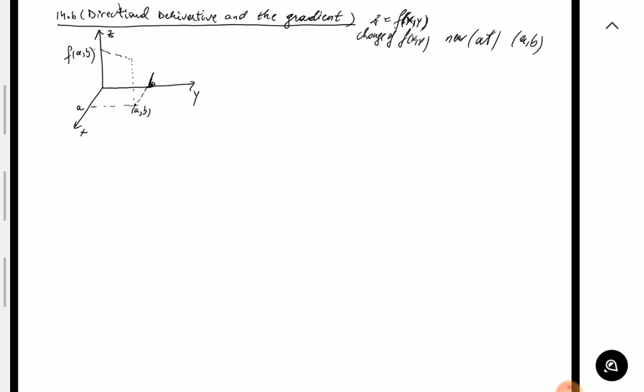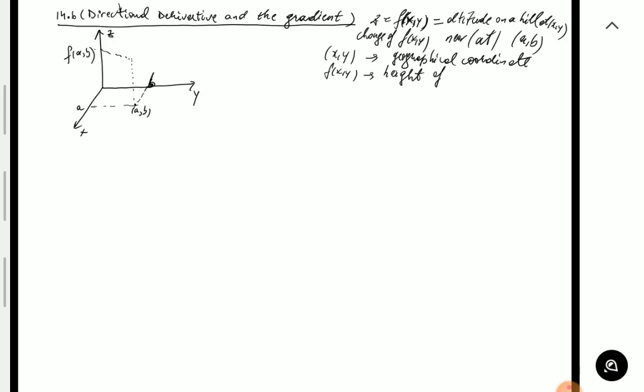So just to give you a little bit of motivation, let's say, for simplicity, because that's easy to visualize, the function in our story here is basically the altitude on a hill at the coordinate (x, y). So in other words, (x, y) represents the geographical coordinate, the latitude or longitude if you want. And then the function itself is the height or the altitude of the hill at that point.